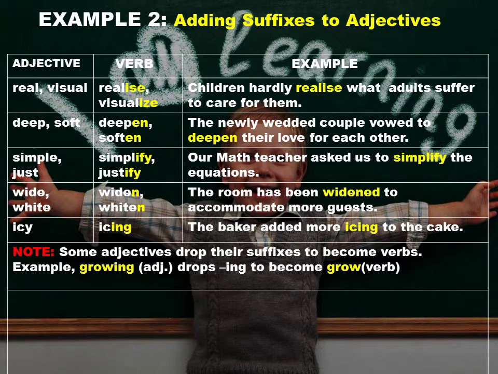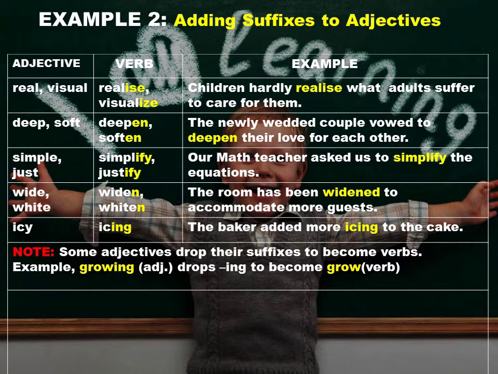Now look at some of the words on the first column there. Real, visual, deep, soft, simple, just, wide, and so on and so forth. All of these words are adjectives. Are you still doubting, or sorry, are you still imagining what an adjective is? I will remind you. An adjective is a word that describes a noun or pronoun. You recall, not so? Alright.